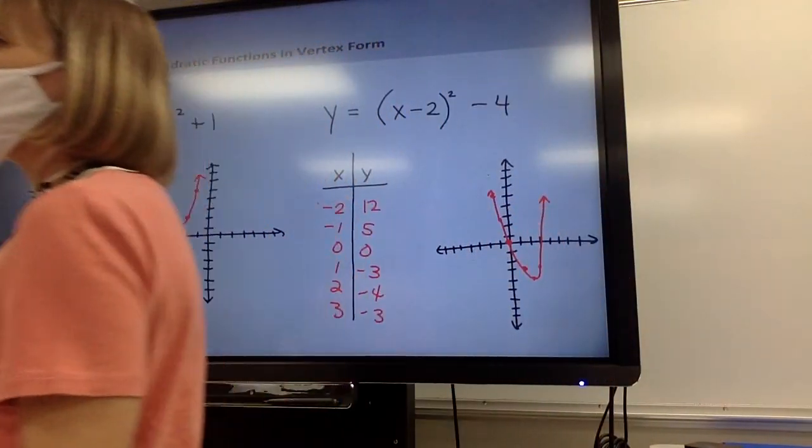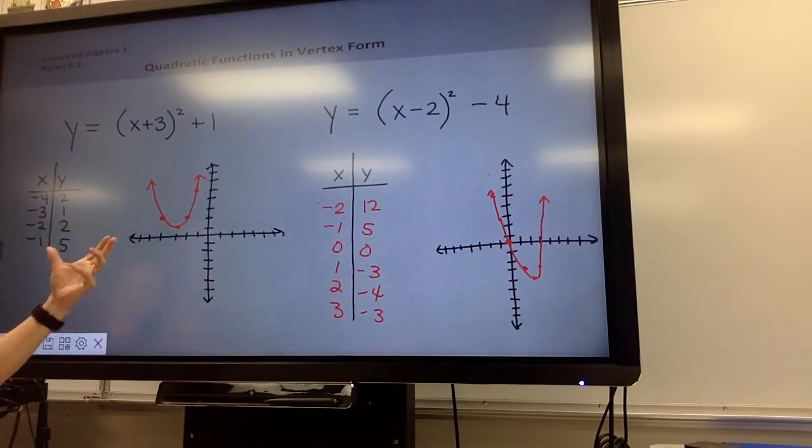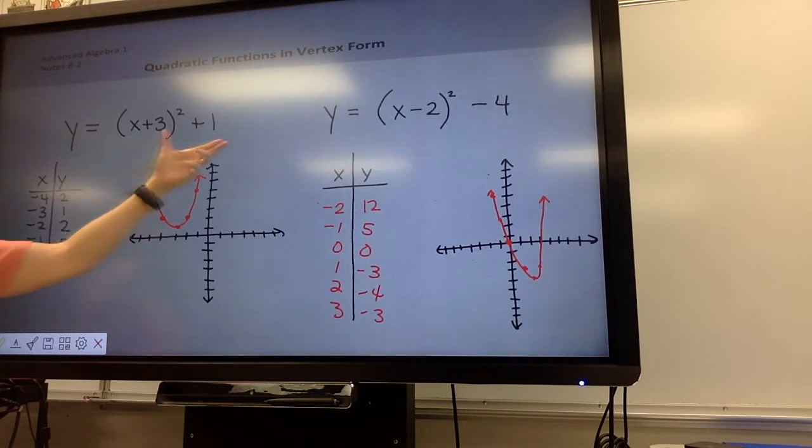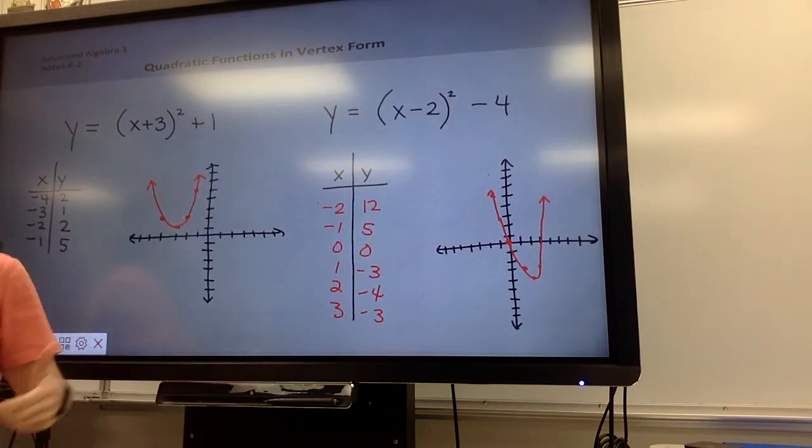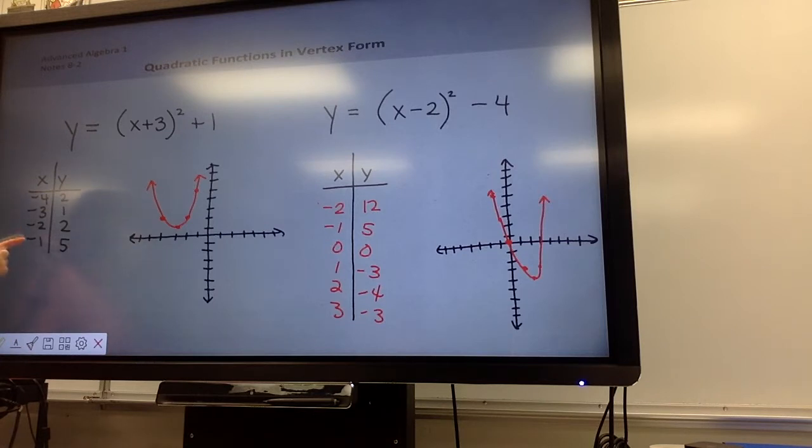One thing I want you to get out of this: we're in vertex form, and the equations today are given to you in vertex form. We're not always going to use the same values for x. Yesterday, I think all of you used -1, 0, and 1. I added the -2 and the +2.